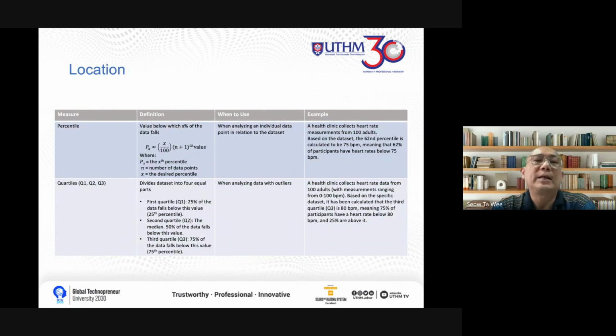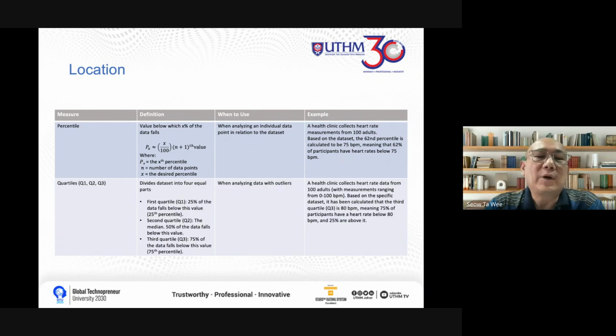Next is location. Location is about the percentile, the value below which X% of the data falls, when analyzing an individual data point in relation to the data set. That's why in your descriptive analysis, you are not only putting the frequency, you also have to put the percentage for each element in your study.